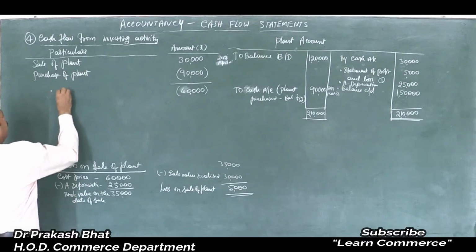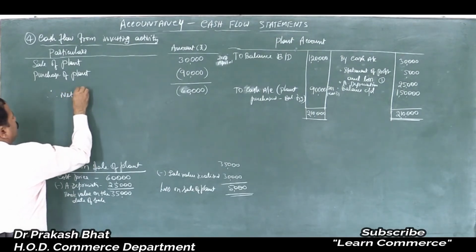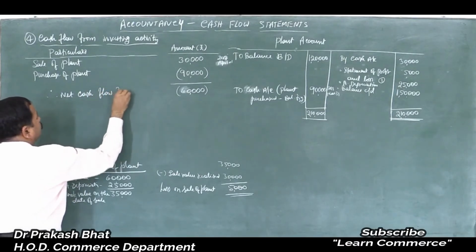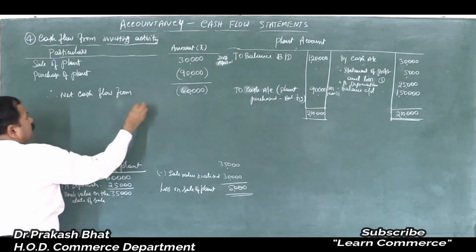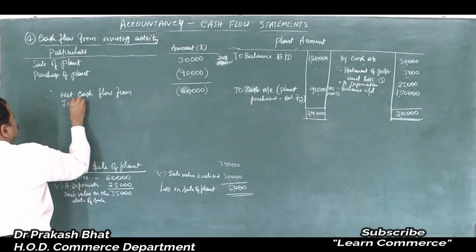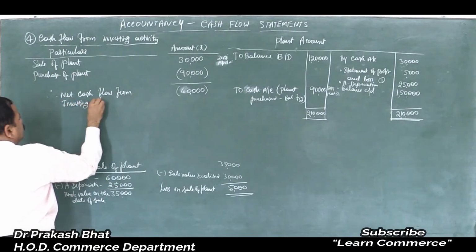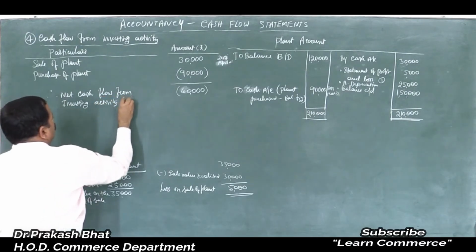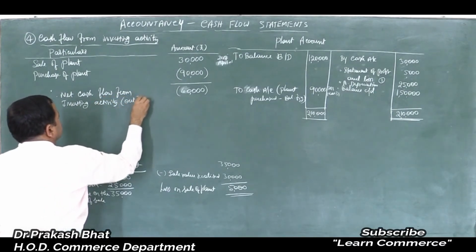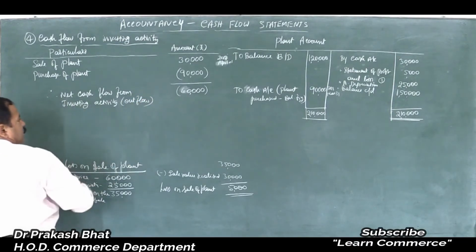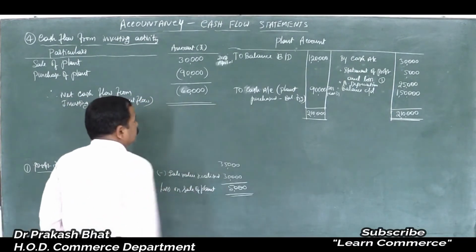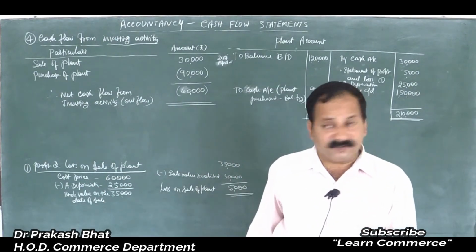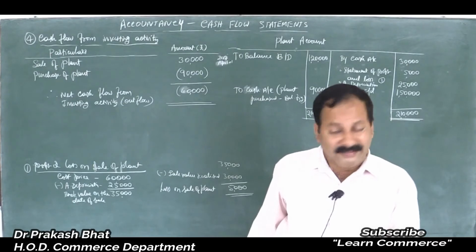Therefore, net cash flow from investing activity. Write outflow. Minus means always outflow, right? Yes, that's all. You got the answer. This is how you have to solve the problem, right? Yes. Now I will move on to the next problem.